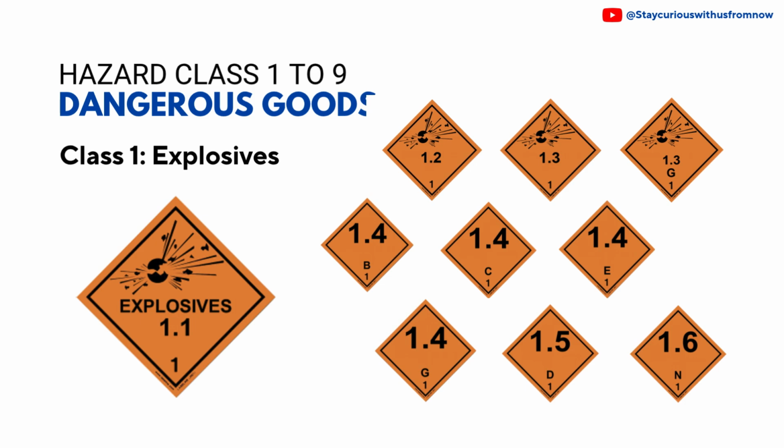Class 7 is for radioactive materials, including uranium and medical isotopes that emit ionizing radiation. Class 8 covers corrosive acids and alkalis like sulfuric acid or sodium hydroxide that can destroy living tissue and damage equipment.